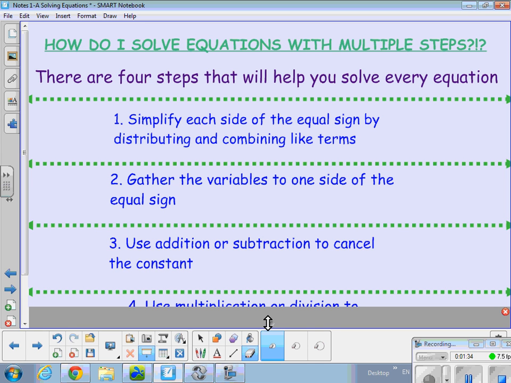The next thing we want to do is use addition or subtraction to cancel that constant. So we want to get rid of the constant, which is the thing that is just a number. We're going to use addition or subtraction to get that away from our letters. What we're doing is taking things farthest away from the letter and trying to move them away.